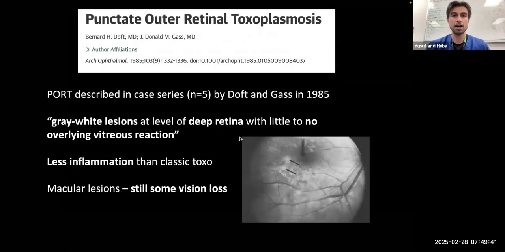Doe and Gass described this phenotype as punctate outer retinal toxoplasmosis in 1985, and they termed it PORT for short. And essentially, this phenotype of toxoplasmosis has gray-white lesions at the level of the deep retina without much of a vitreous reaction. There's less inflammation than classic toxoplasmosis, as we mentioned, but because lesions are often in the macula, there's still some vision loss associated.